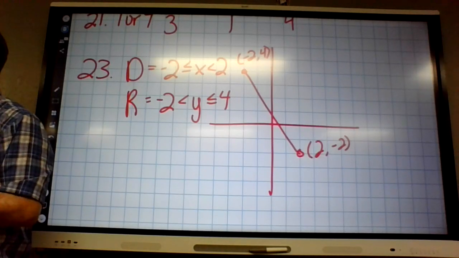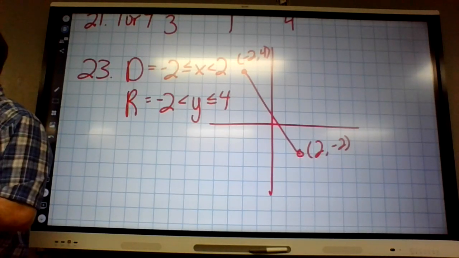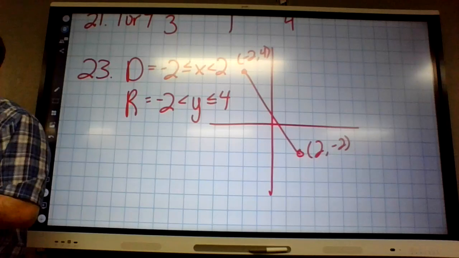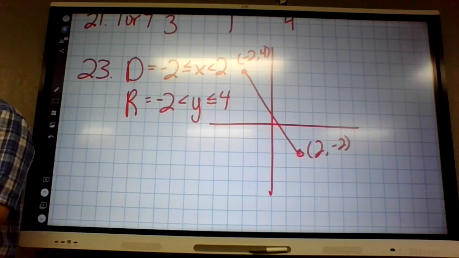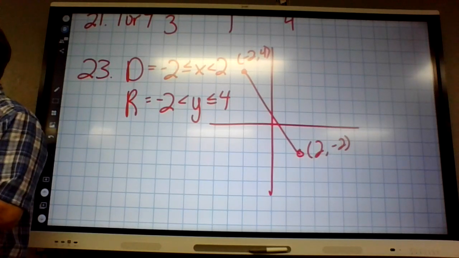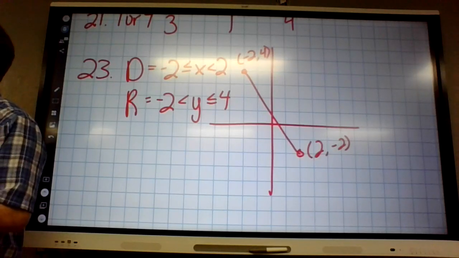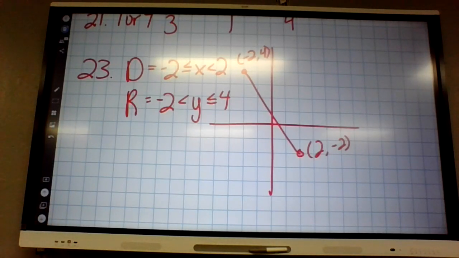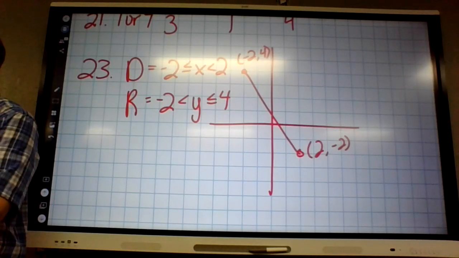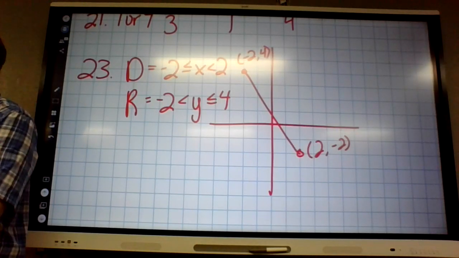Also, you have to say if it's a function. I was going to come back and do that on 23, I got distracted on 24. And then on 24, the range, what's the lowest and highest y value? Infinite and infinite. So what are we going to put for the range? y is all real numbers.